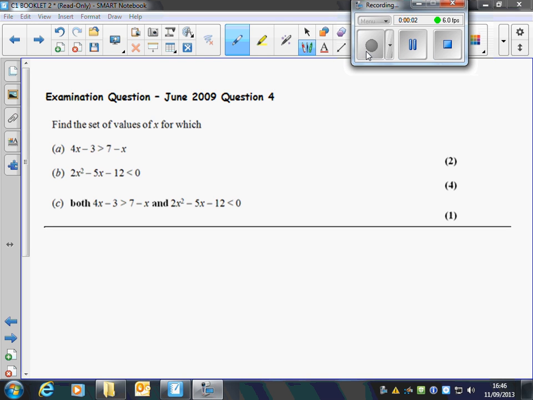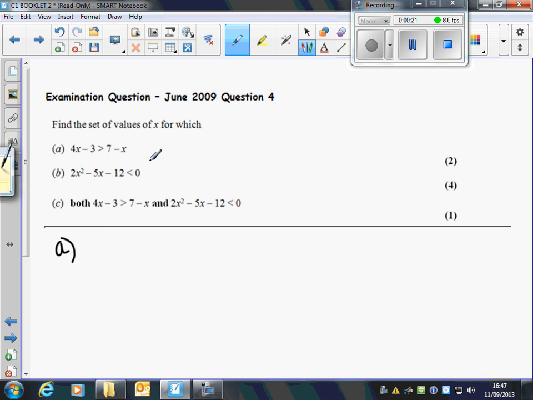C1 Quadratics, exam question, June 2009, question 4. So we need to find the set of values of x which satisfy these inequalities. In part A, we just have a linear inequality.